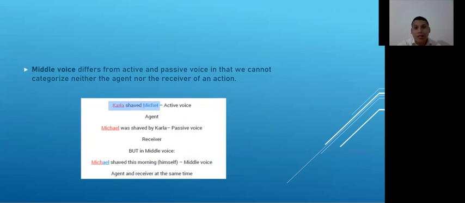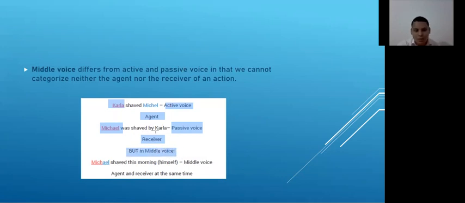This means that Carla did the action. She is the agent. This is active voice. Then Michael was shaved by Carla. So Michael is the receiver, and this is passive voice. Shaved by. In this case, I'm mentioning Carla. I'm mentioning the doer of the action.